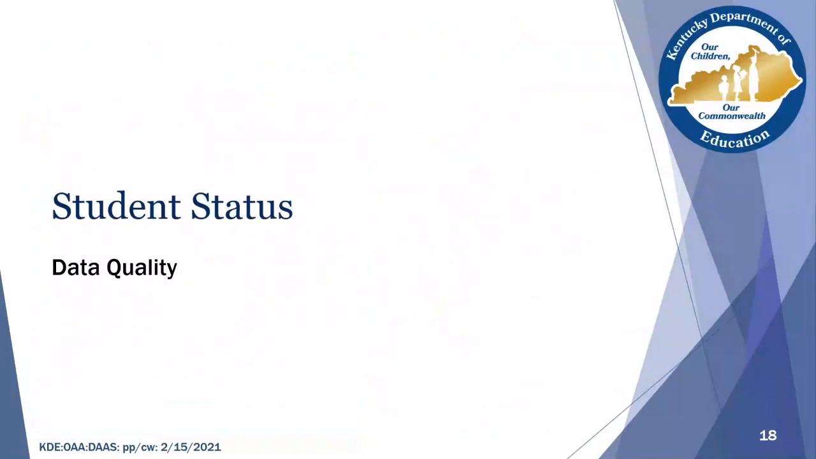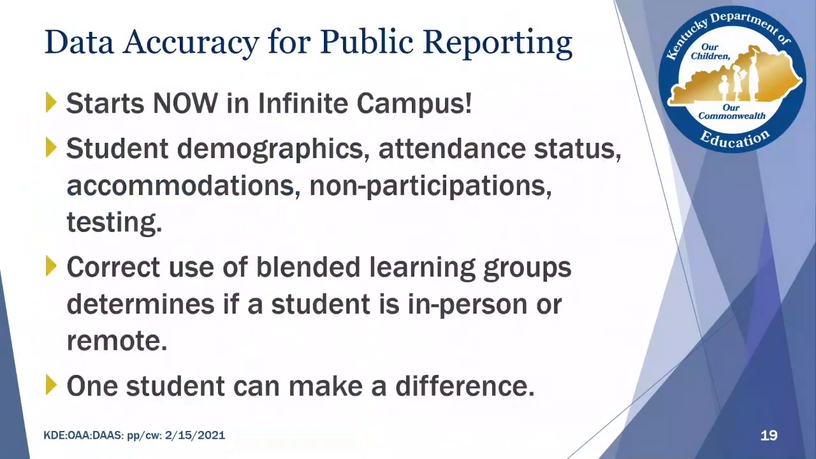Data quality. It starts with the rosters in the spring. Rosters are connected to Infinite Campus or IC. If the data is incorrect in IC for things like the SSID number, the student name, enrollment information, and so on, then your roster will be incorrect. Please get IC correct now.